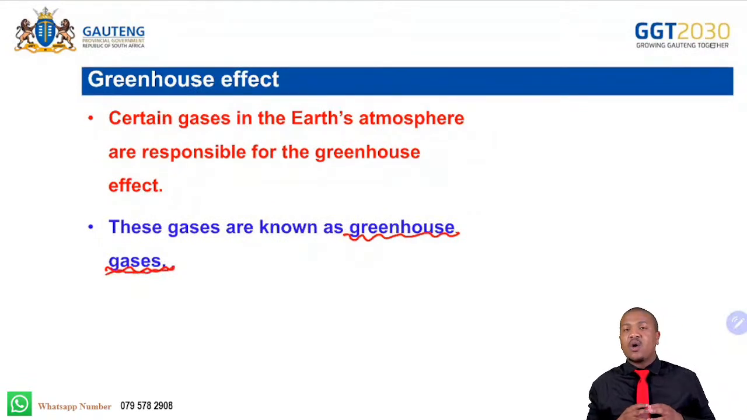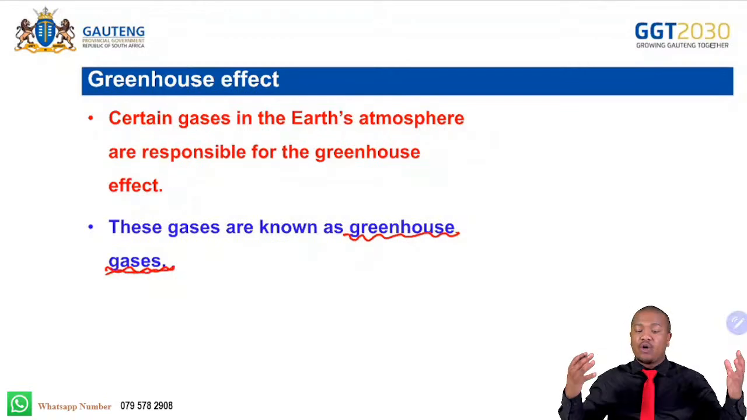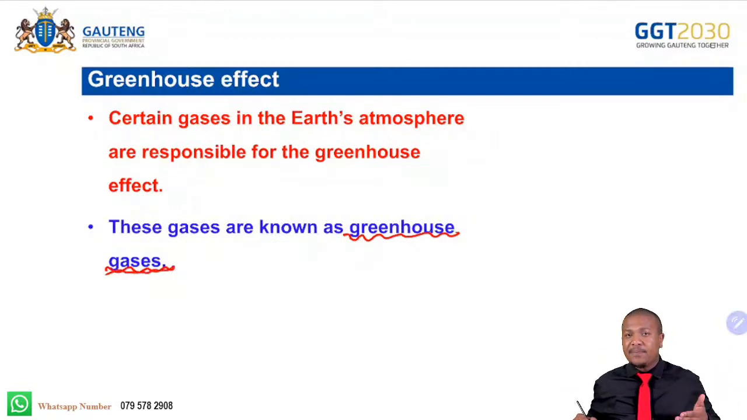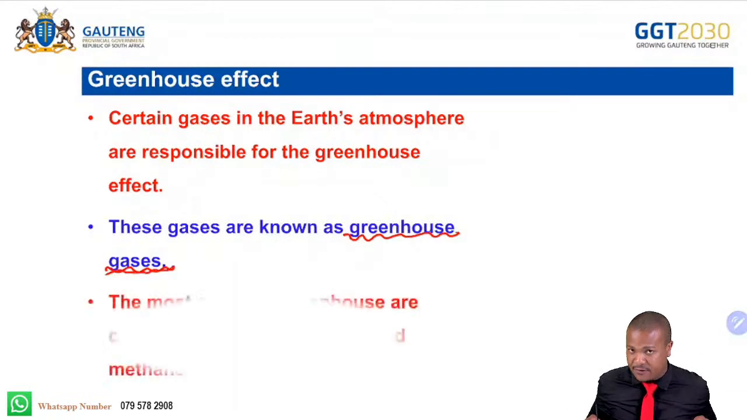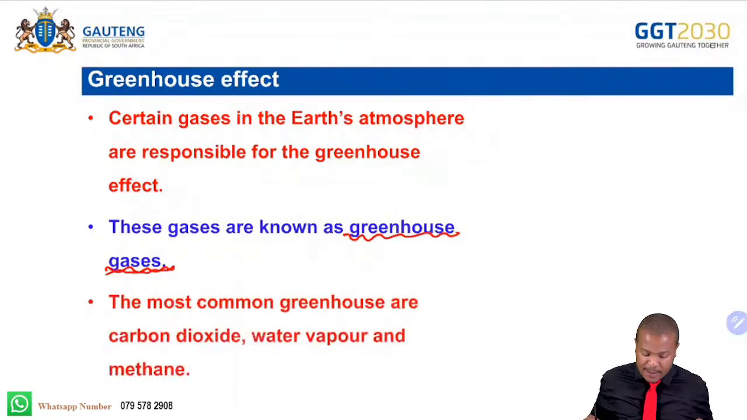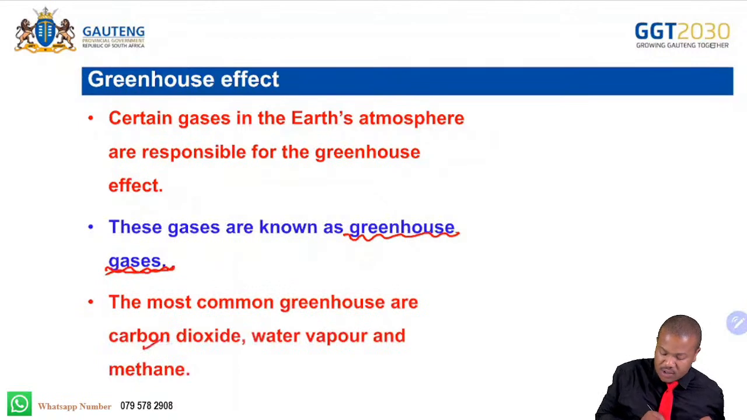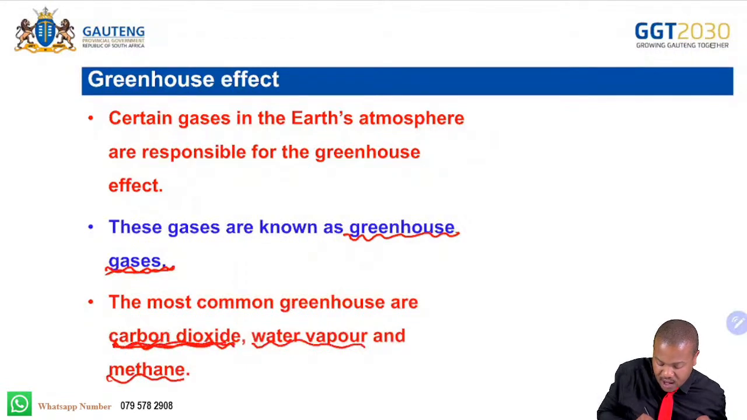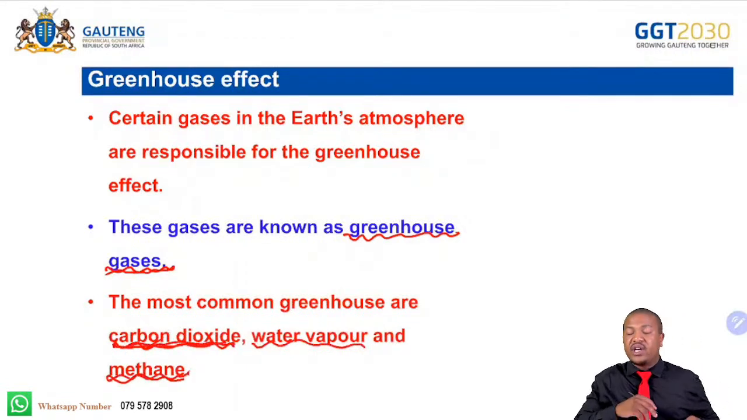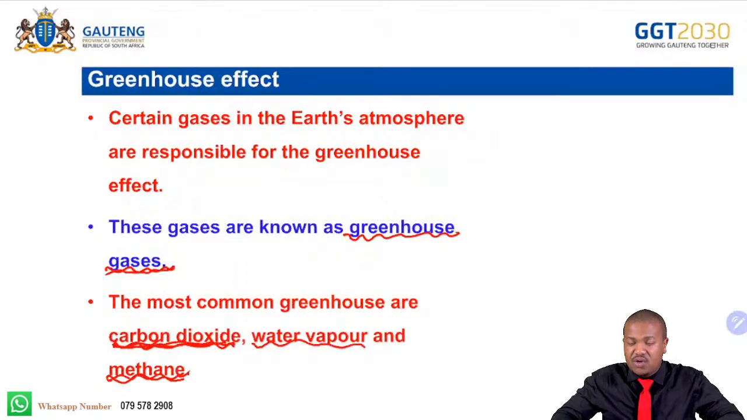These gases are the ones that keep the energy from passing out to space, keeping the energy around the Earth's atmosphere, so that we are able to keep warm and also to sustain life. Such gases, for example, are carbon dioxide, water vapor, and methane. These are the gases that enable the greenhouse effect, so that we do not lose too much heat.